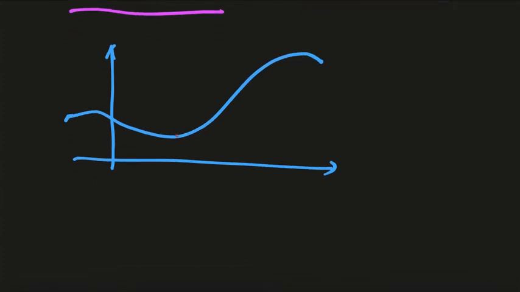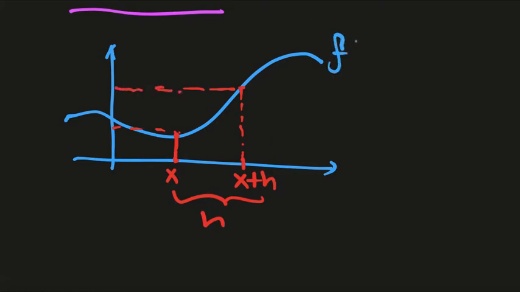So let's see what we can do. Let's fix a point. Let's call this x. Then we'll choose some other point, maybe over here, at a distance of h away. We'll look at the corresponding values of the function. If I put x into f, the y value is f of x, and if I put x plus h into f, I get f of x plus h.